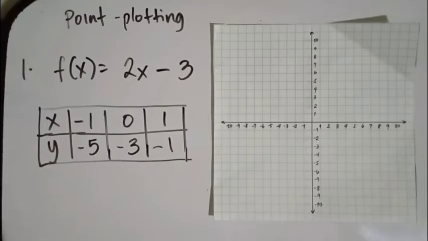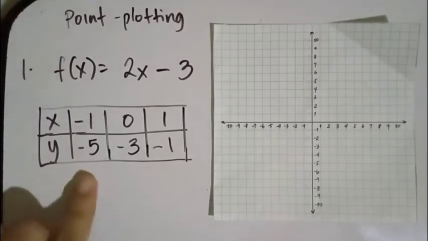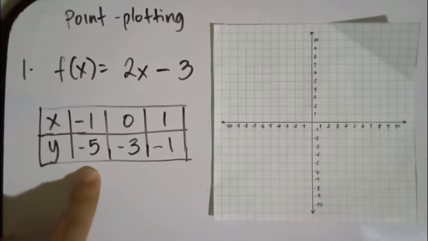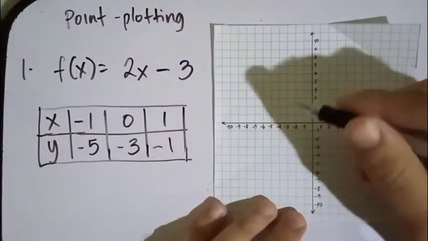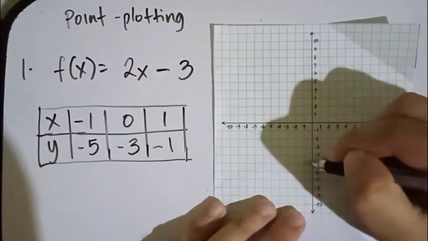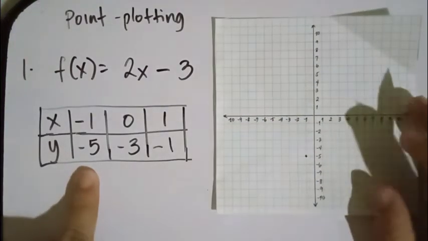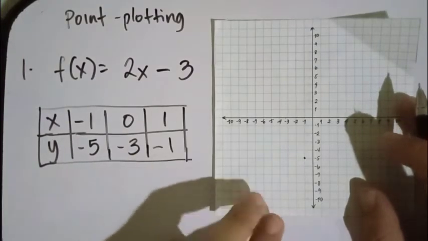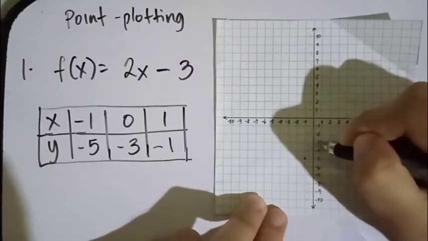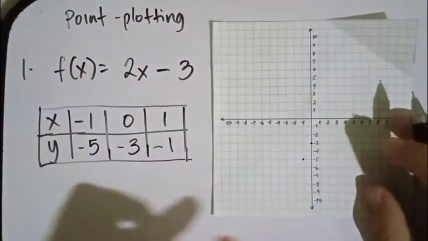Alright, so ipa-plot natin yung points na nakuha natin sa table of values, no? So una, ipa-plot natin yung negative 1 at saka negative 5. So yung ordered pair is negative 1, negative 5. Okay, nasa third quadrant siya. So negative 1, negative 5. So dito natin i-plot yung unang point. Ayan. Next is 0, negative 3. So 0, tapos negative 3. Ayan yung second point natin.